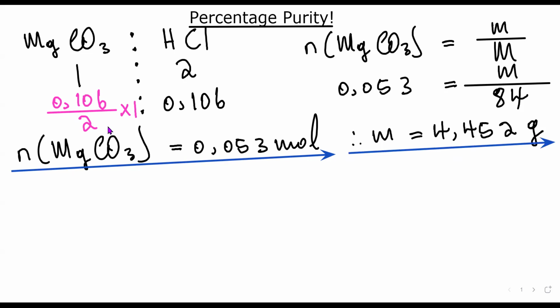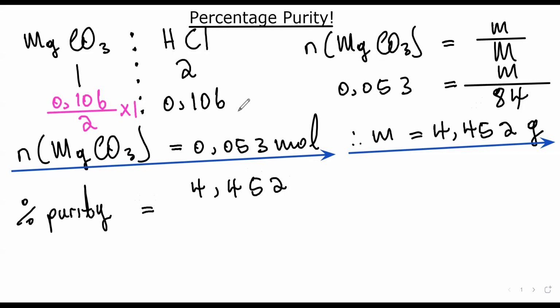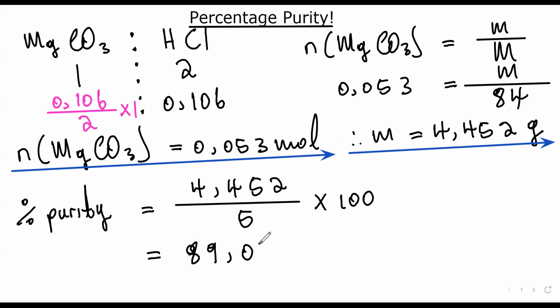Okay. So now we know the mass of this metal carbonate. We can now easily go to the percentage purity. So we know that it's going to be the mass of our metal carbonate divided by the mass of the entire sample, the impure sample, and we times this by 100. Then when you press your nice calculator, you get 89.04%.